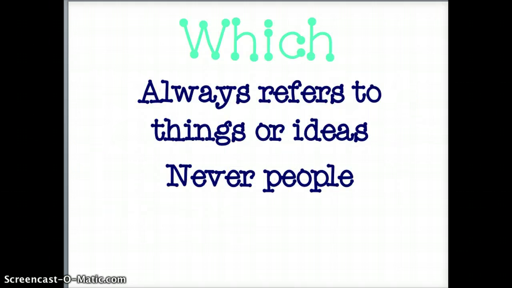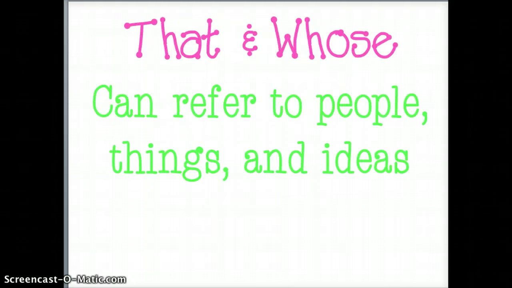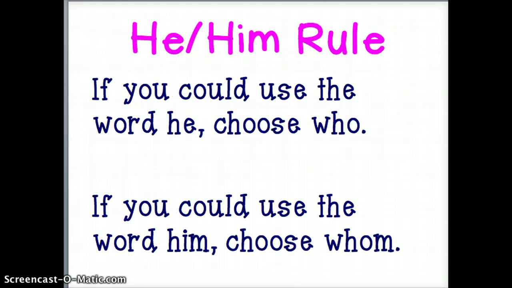Which always refers to things or ideas, never to people. That and whose can refer to people, things, and ideas. There is a he and him rule you need to take into consideration when choosing whether to use who or whom. If you could choose the word he, choose who. If you could choose the word him, choose whom.